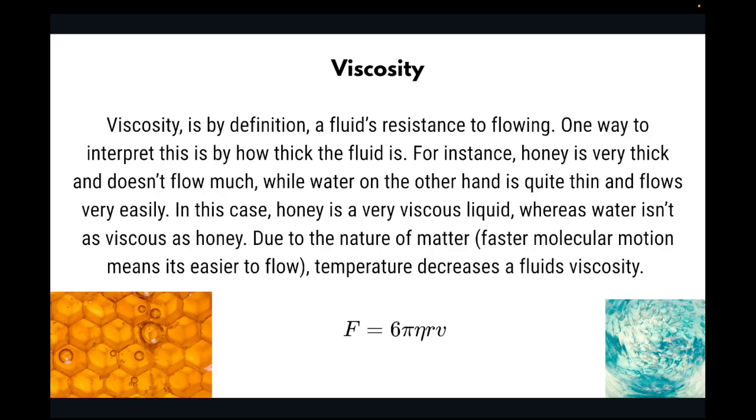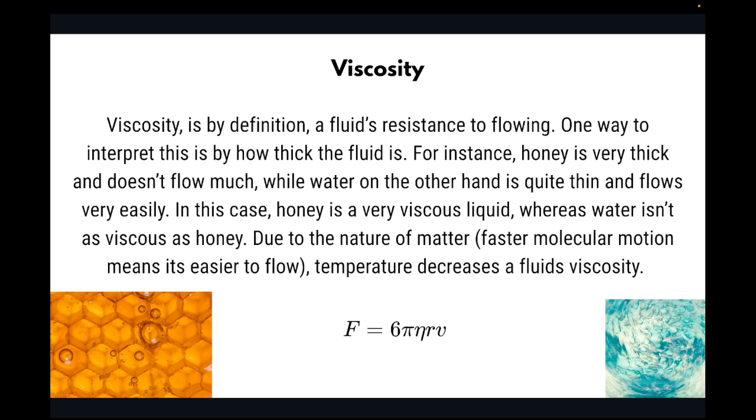Okay, so now we're going to move on to viscosity, right? Viscosity is, by definition, a fluid's resistance to flowing. One way to interpret this is kind of like how thick the fluid is. For example, a real life example is honey. Honey is very thick and it doesn't flow much, whereas water, on the other hand, you could consider thin, and it flows very easily. Like you can pour it into a cup very easily. In this case, you can think of honey as a very viscous liquid, whereas water isn't as viscous as honey.